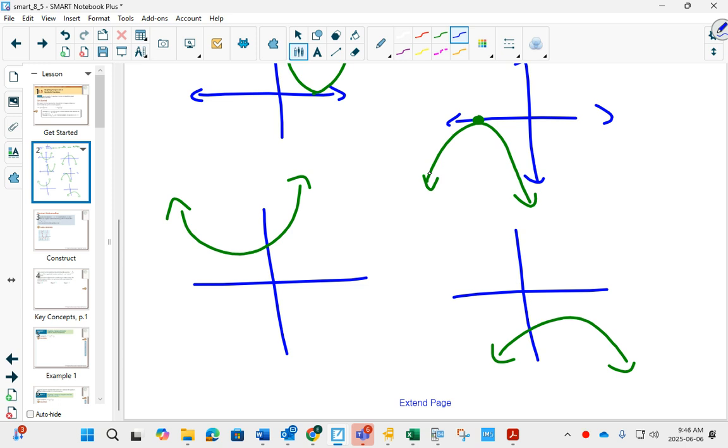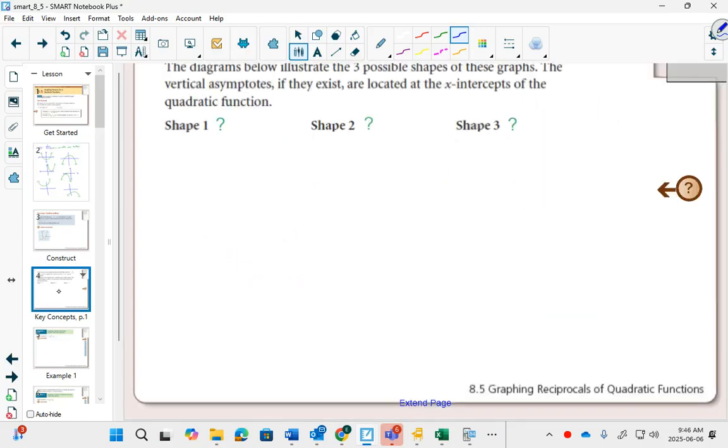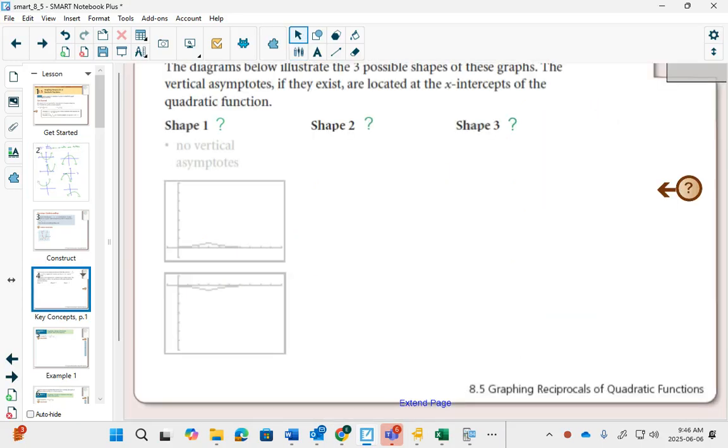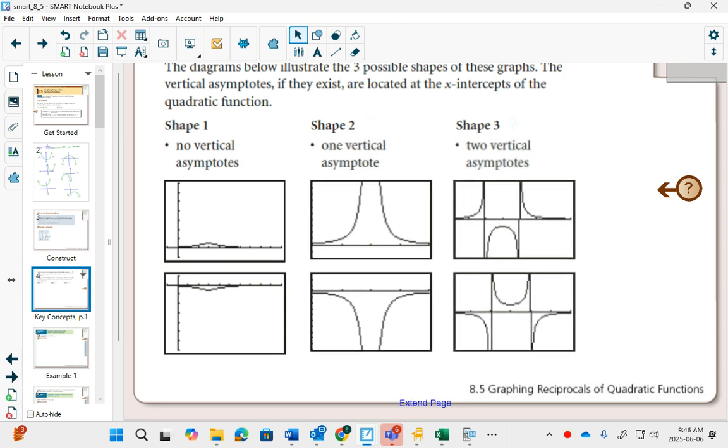And each of these situations is going to create sort of a similar type of reciprocal graph. And that's what's on the top. They break it up into 3 shapes. This one has no x-intercepts. This one has 1 x-intercept. If you have a red pen, you can add it in. And this one has 2 x-intercepts. And they all have a horizontal asymptote at y equals 0.